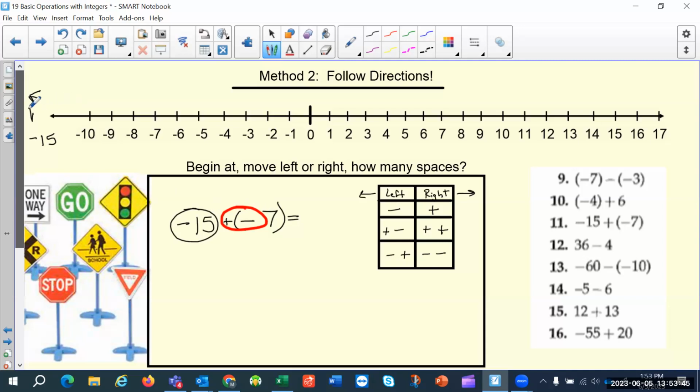So since I'm going to the left of negative 15, I know it has to end at negative 22, because the answer is always either the difference or the sum of these two numbers. So if it's not an 8, it's not going to be an 8 over there. I mean, we're talking way to the left of the screen. It's got to be negative 22, and that's what it is. It is negative 22.